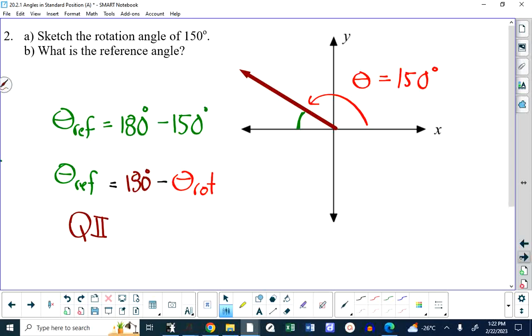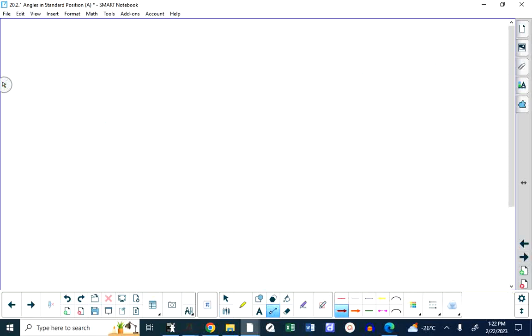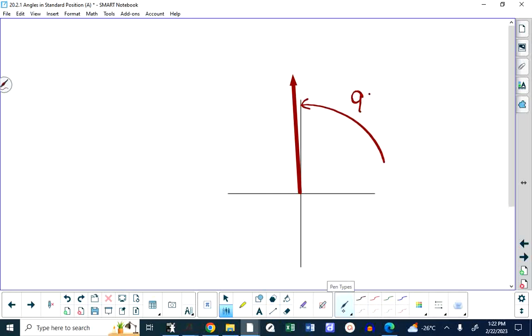What if it were 91 degrees? What if this were 91 degrees? I think with just a little bit of thought, you will see that 91 degrees, I'm not going to be able to draw 91 degrees, but 91 degrees is something like that. If this is 91 degrees for a rotation angle, go ahead and calculate the reference angle. How are you going to do it? Aren't you going to take 180 and subtract the 91 to see what you have left over? It's always going to work.